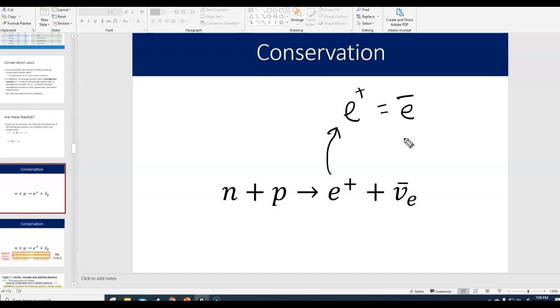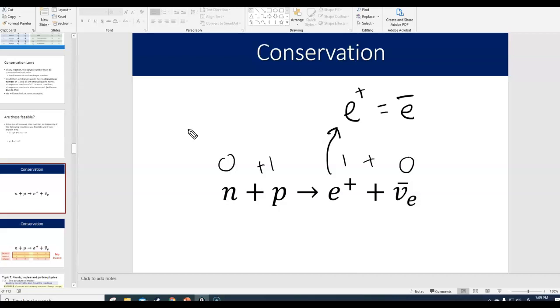First of all, charge is conserved on both sides because this neutron has a charge of 0, the proton has a charge of 1, the positron has a charge of 1, and this anti-electron neutrino has a charge of 0, so conservation of charge is fine. But right away I see there are 2 baryons on the left side of this equation and no baryons on the right side. So this reaction is not possible because it violates conservation of baryon number.